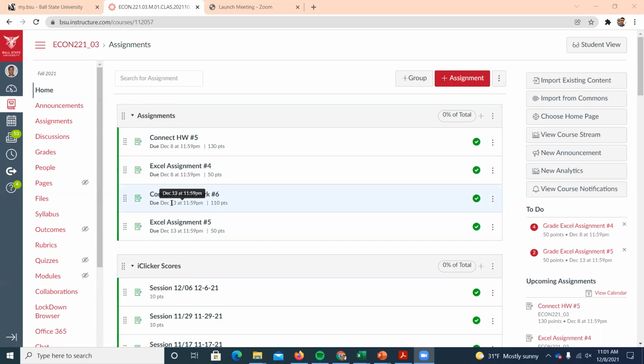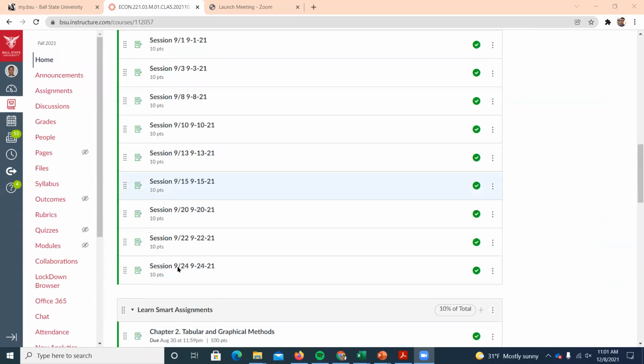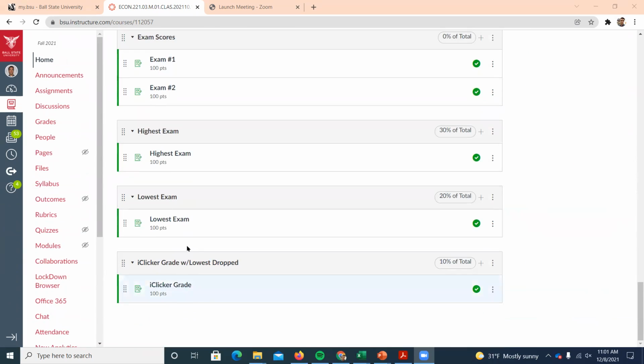Remember, I drop the lowest of each type. So I'll drop your lowest Connect, your lowest Excel, and your lowest Learn Smart assignment, okay? Since we're done with Learn Smarts, I'll get up something very similar where I have your Learn Smart score with your lowest dropped, right? So I should be able to do that tomorrow. It's a lot easier than the iClicker, so I might even get that up there this afternoon.